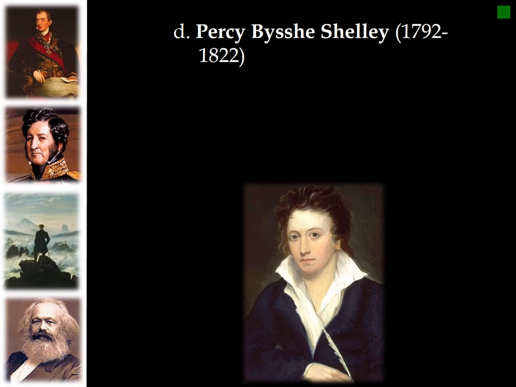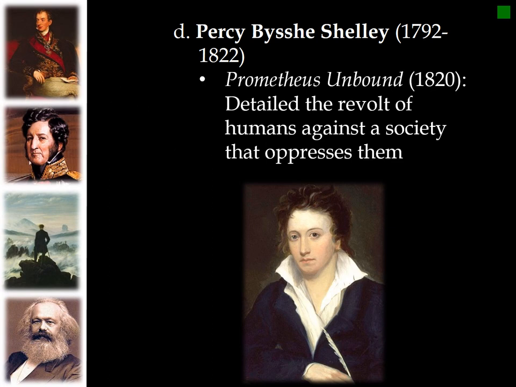Percy Bysshe Shelley is another romantic poet from England. His Prometheus Unbound, written in 1820, detailed the revolt of humans against a society that oppresses them. By the way, he also had a very famous romantic writer for a wife, Mary Shelley, who was the daughter of Mary Wollstonecraft. Mary Shelley eventually creates one of the most famous Gothic novels ever written, Frankenstein.